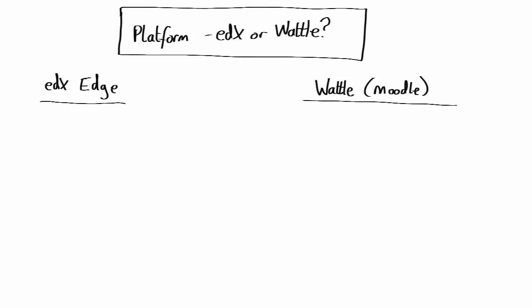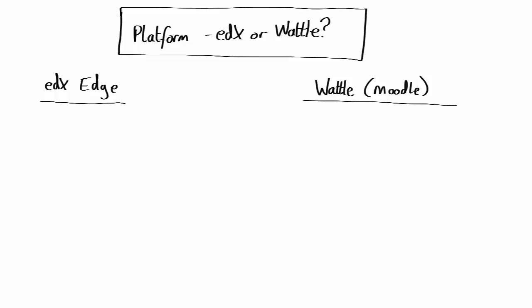Once you've got your videos on YouTube, you have to make them available to the students somehow. And there are basically two ways to do this. The edX Edge platform, on which you're currently watching this, which is the one we're using in physics mostly, and using Wattle or Moodle, which we've also used a bit. So in this video I want to talk you through the pluses and minuses of these two things.